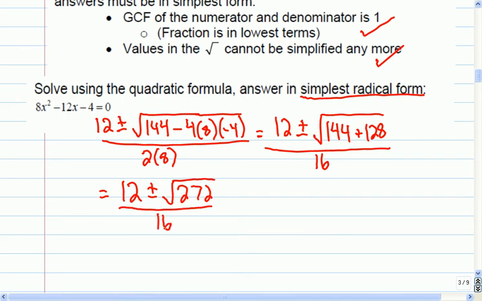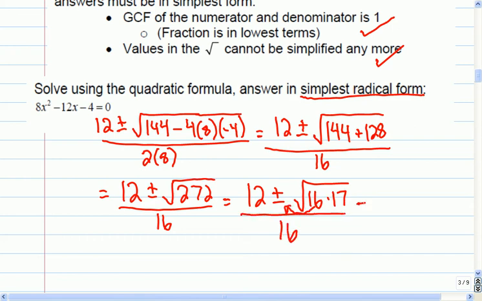And even though this is the correct answer, we can do better than this. So what's the largest perfect square that 272 goes into? I think 16. 272 divided by 16. Yep, 16 and 17. So we could rewrite this as 12 plus or minus the square root of 16 times 17. When I take it out, it's going to be worth 4. So this is 12 plus or minus 4 root 17.